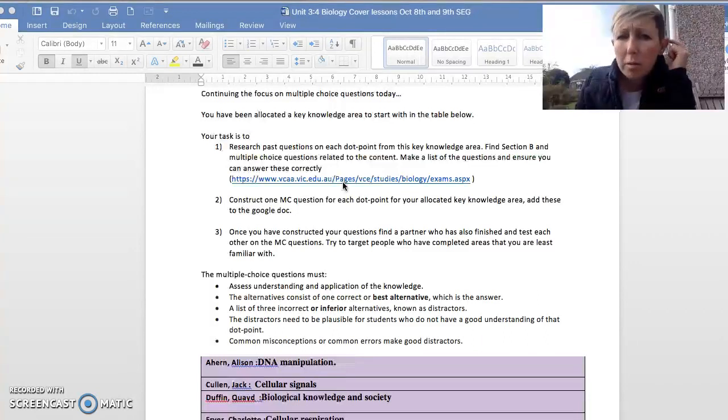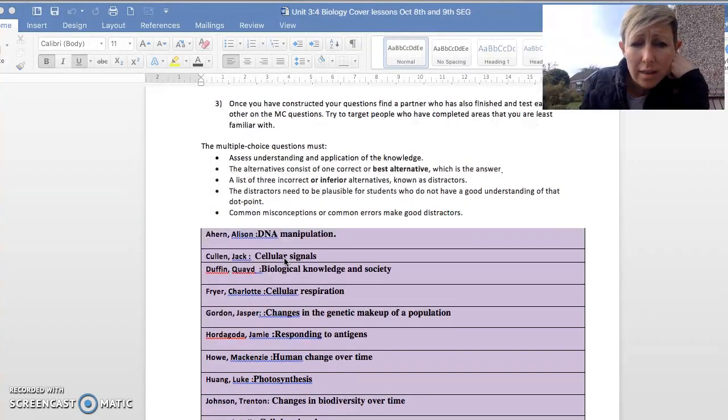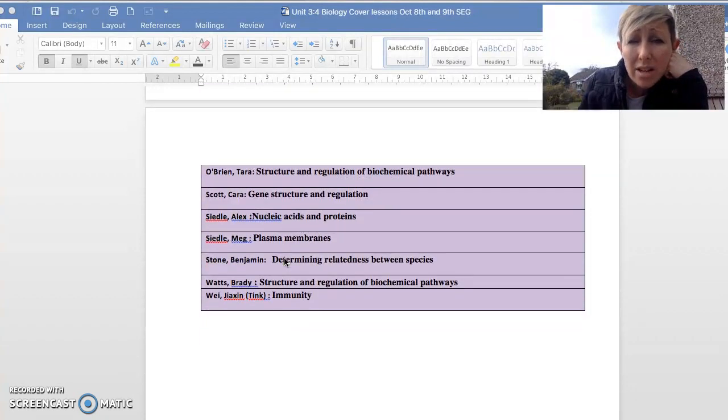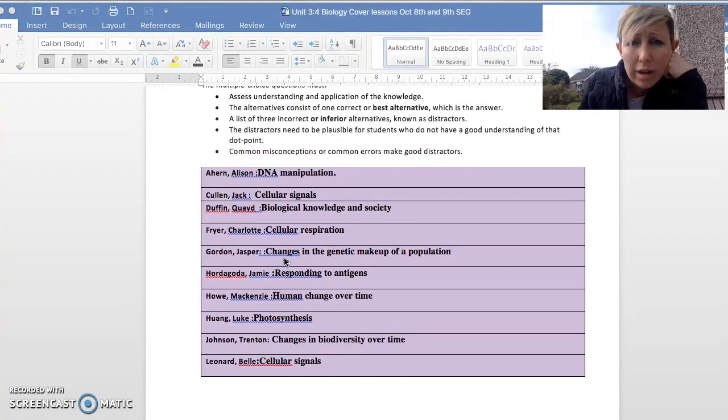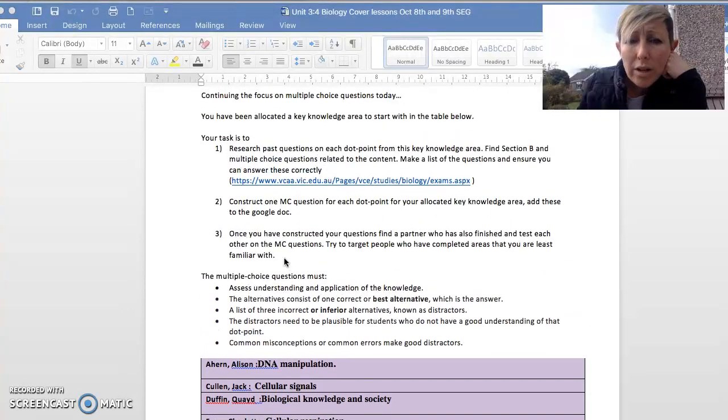Once you've written a multiple choice, post it in the Google Doc, and I'll turn these into a Kahoot so that we can test each other towards the end of our learning time and classroom time together. Once you've written one per dot point, then go and talk to a friend, look at their area of study that they've been allocated, and potentially look at their questions and see if you can answer them, and write some questions of your own. Always use the VCAR examples.